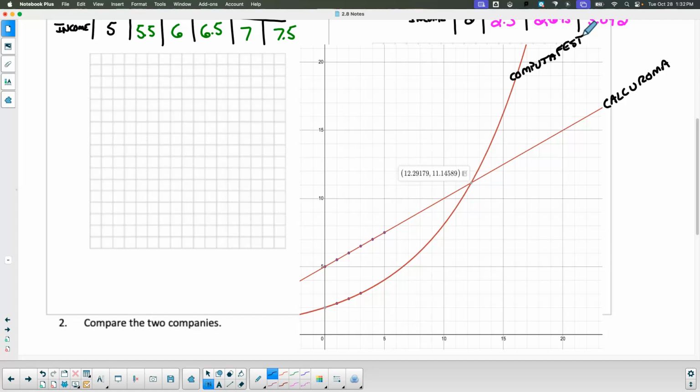Based off of visual? Brady, jump in. Well, Computafest started off with a lower income. Eventually, it's going to be making way more than Calculorama. Okay. All right. After what appears to be about 12 and a quarter years, it catches up and then now it's making more. Love it. Okay. Anything else? No? Okay. All right. That's a good comparison of the two.